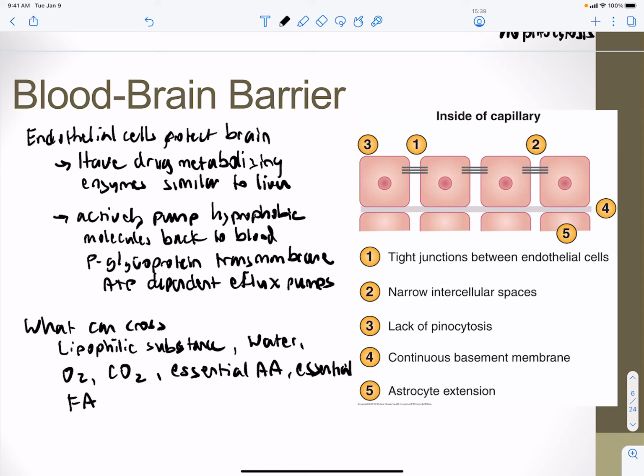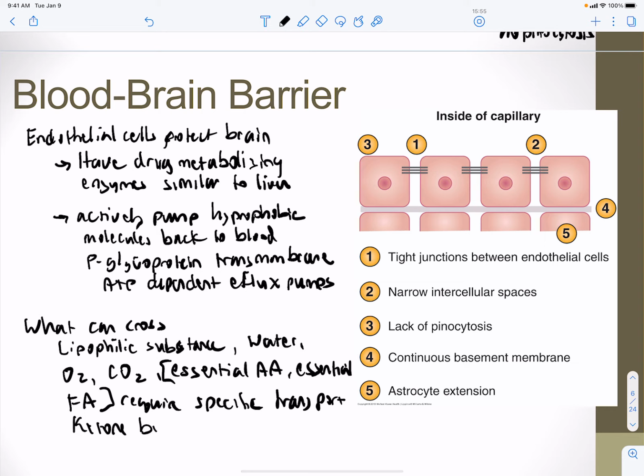But these are going to require specific transport. Also our fuels. We know that the brain can use ketone bodies. So ketones have to get through. Glucose, sugar has to get through, etc. So what we know that the brain needs metabolically has to be able to enter the blood-brain barrier.